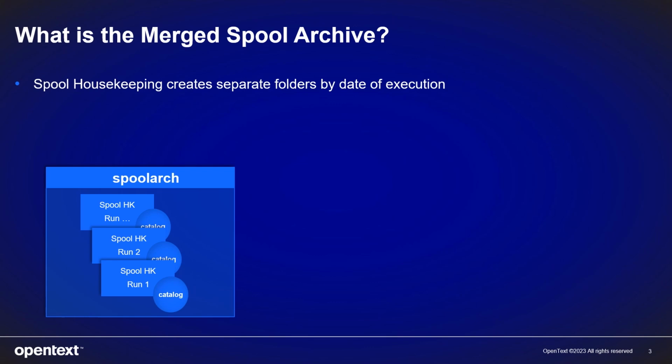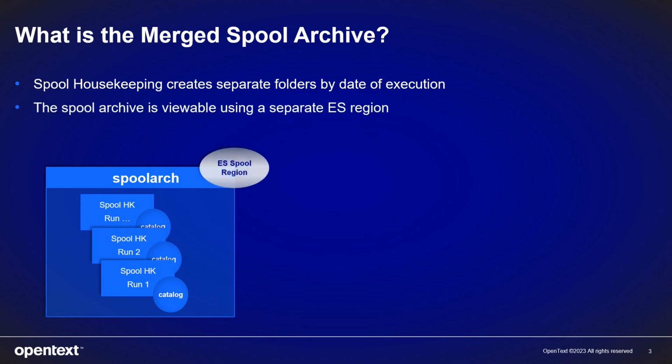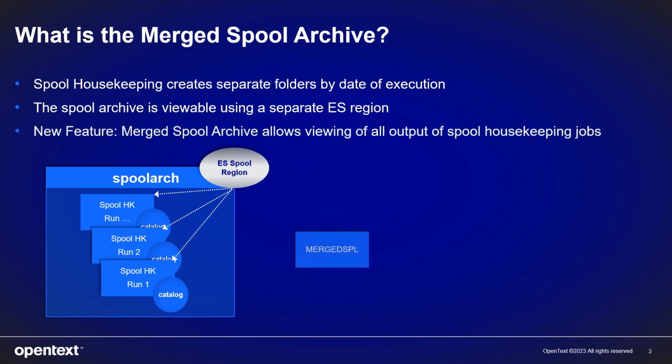To view the archived spool files, the usual practice is to set up a separate Enterprise Server region. The ES region for viewing archived spool files will have to be reconfigured in order to view another set of archived spool files. A feature is now available in ESCWA that will allow viewing of the archived spool files from the different output or run of the housekeeping job.